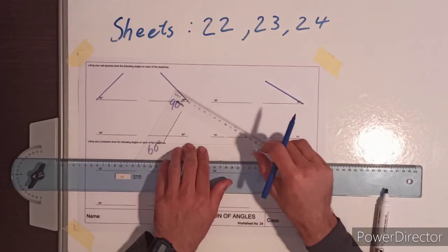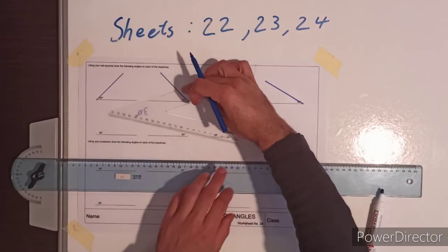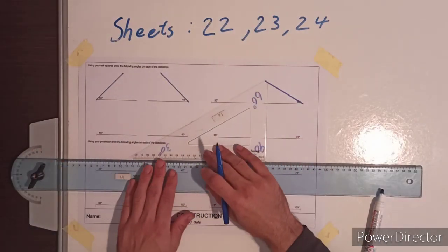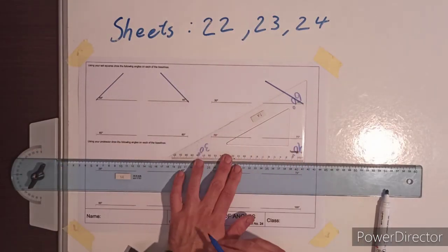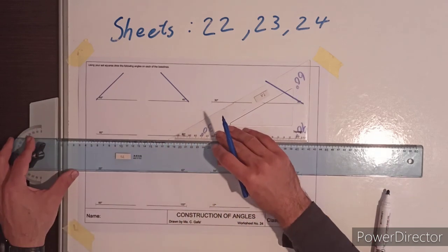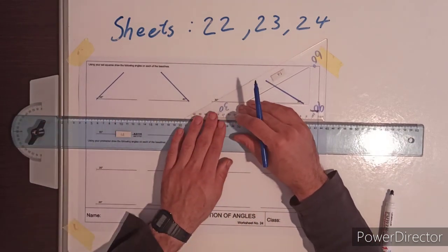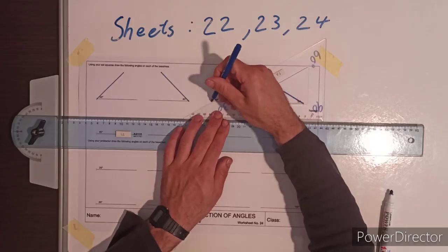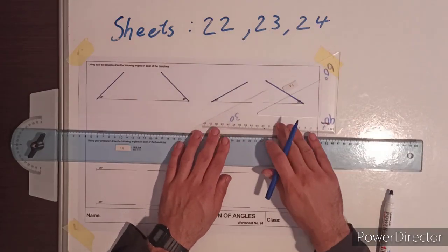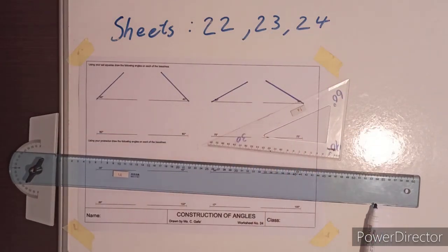Now to draw the other line, I need to rotate the set square in such a way that I get the angle of 30 on the other side. And now I can draw this line as well. So that gives me another angle of 30 degrees.